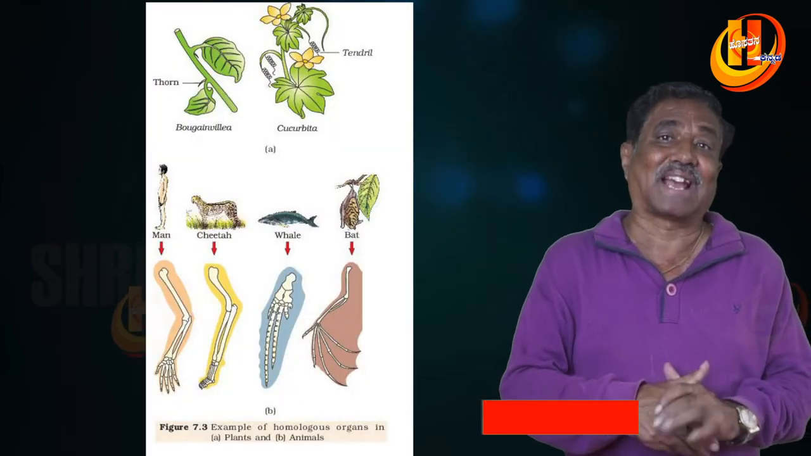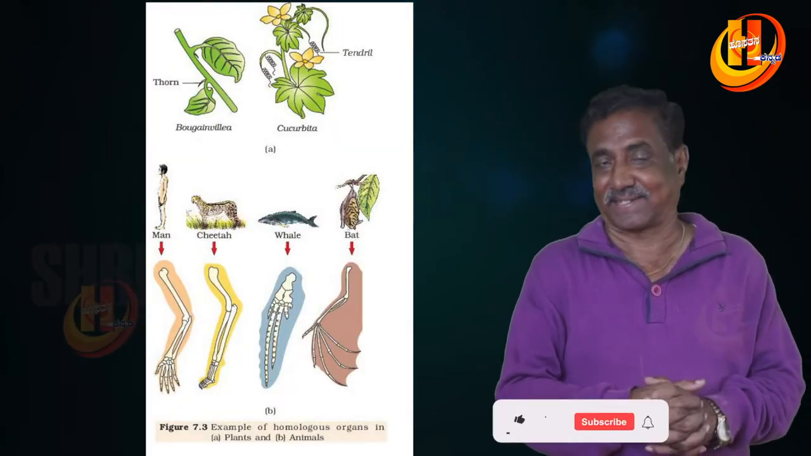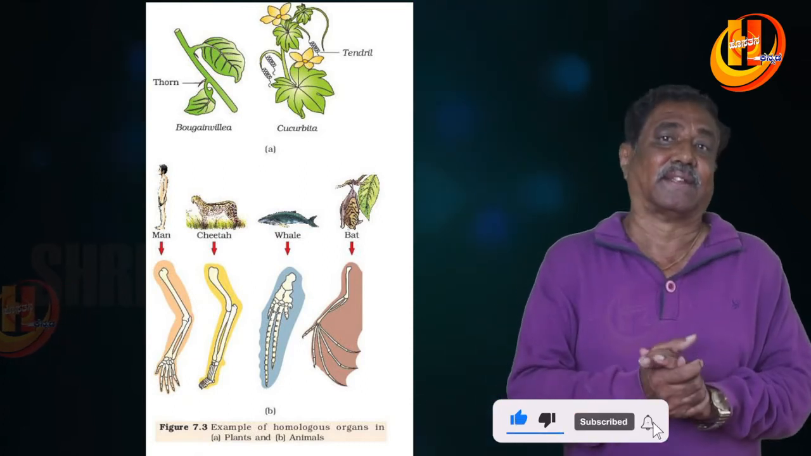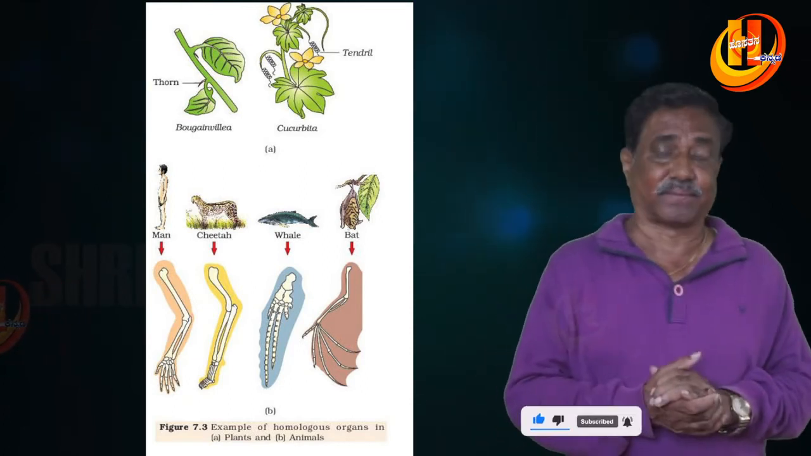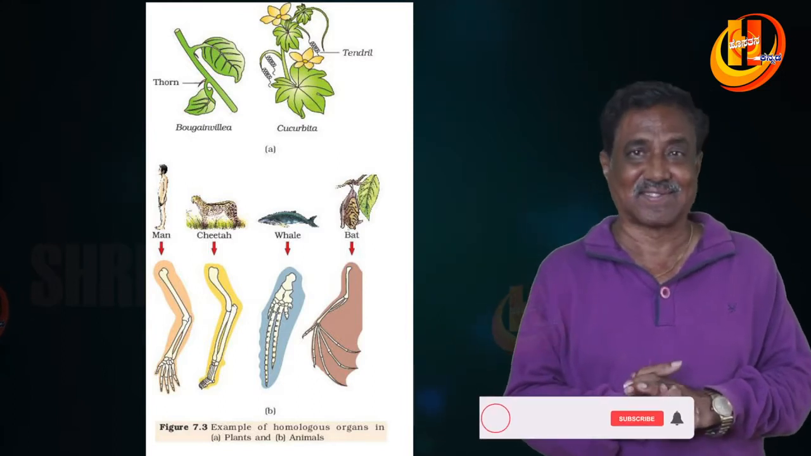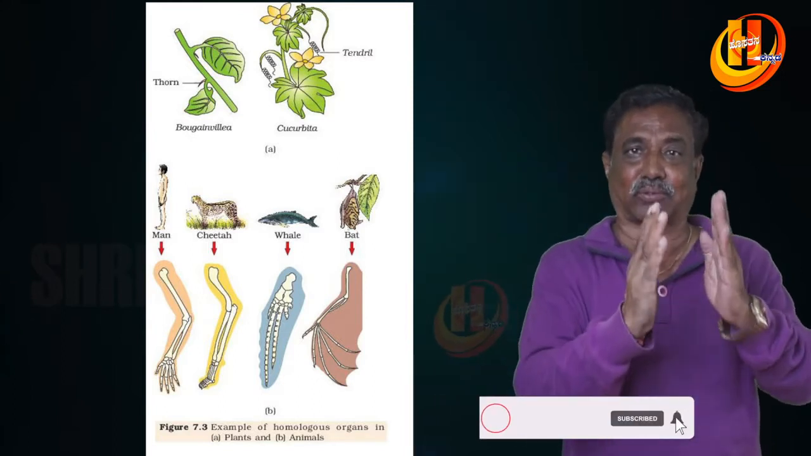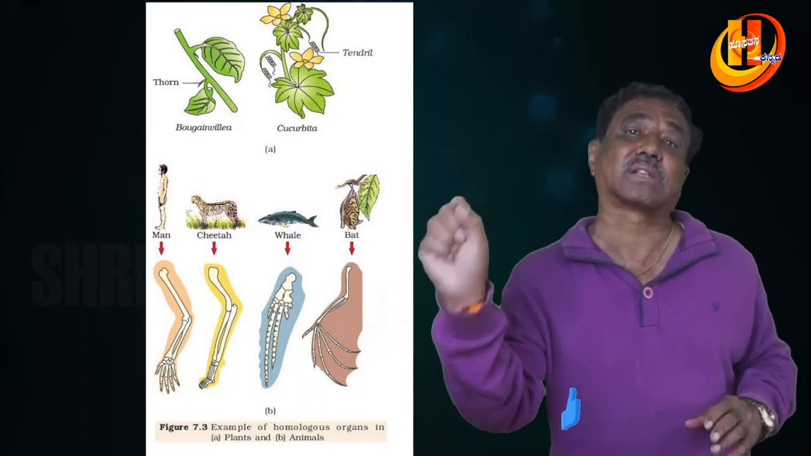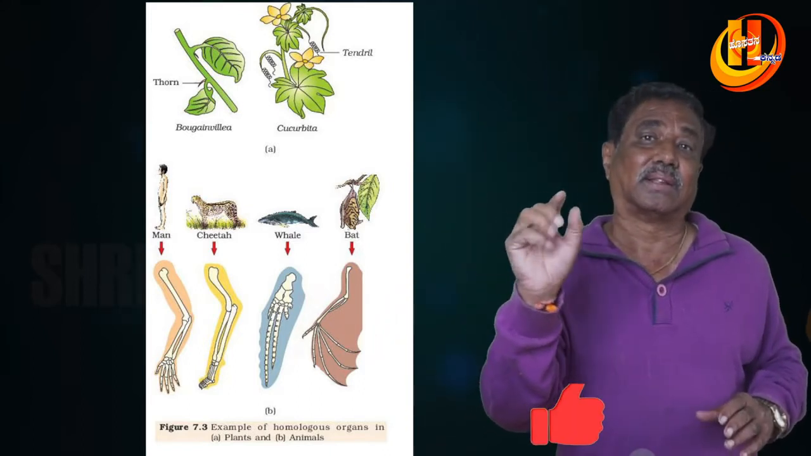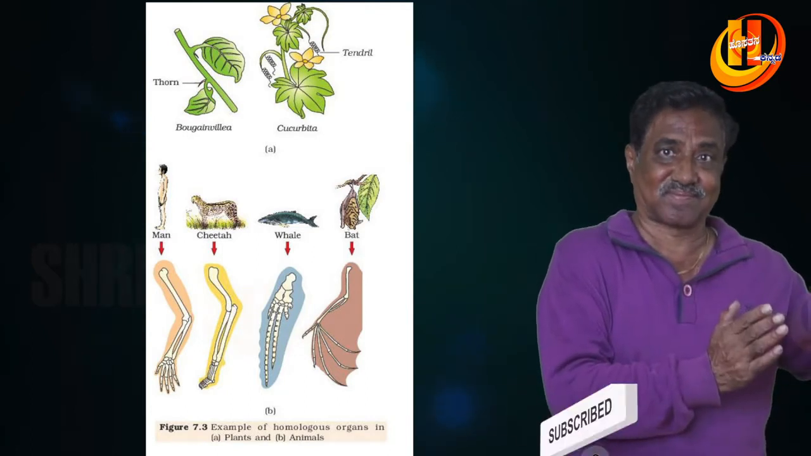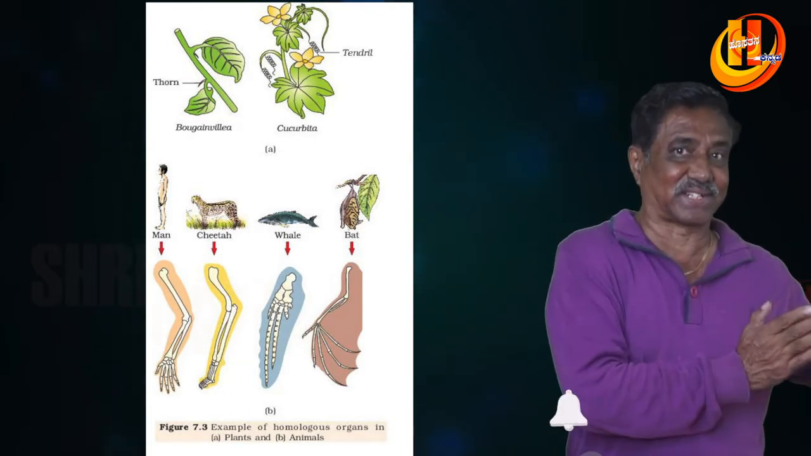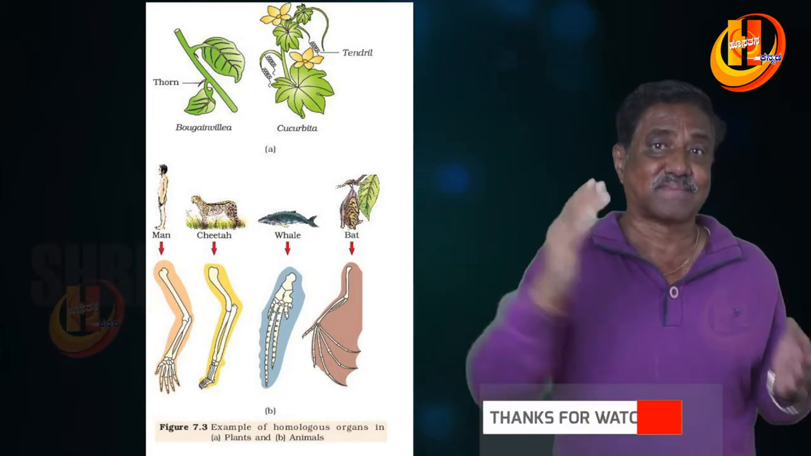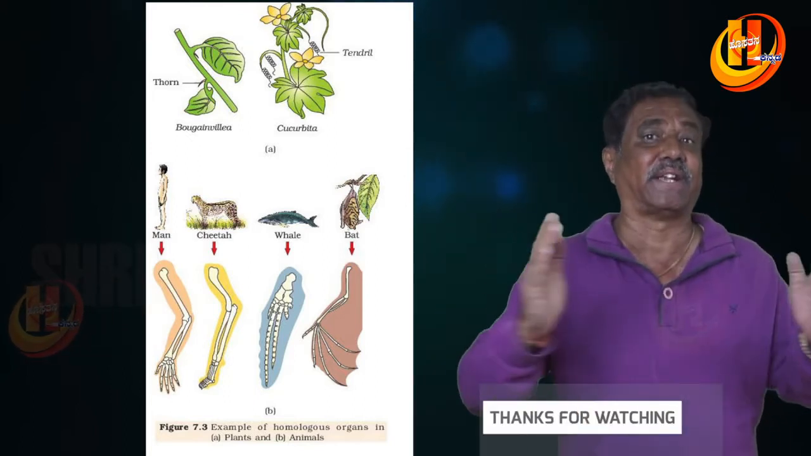So homologous organs and analogous organs are some of the evidences in support of organic evolution. Homologous organs, HSS, one code word. These are the organs which have similar structure but different function, and they show divergent evolution.